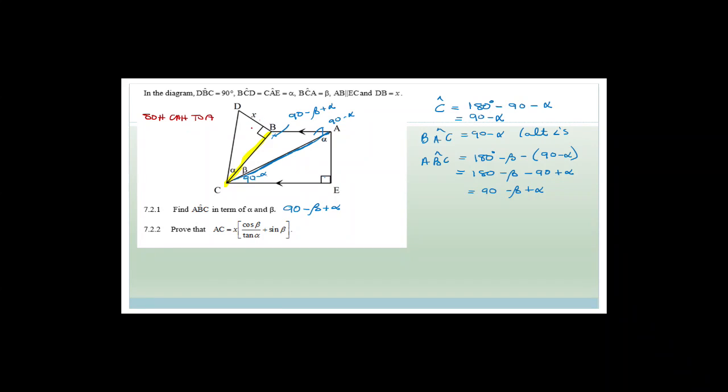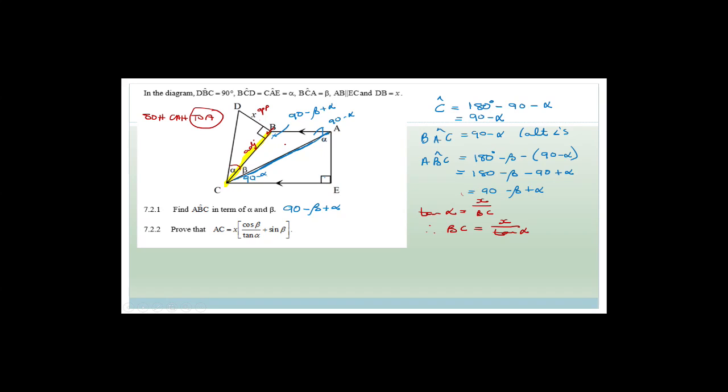So we can use SOH CAH TOA. This is the angle, so that's alpha. So this is the opposite side, and this is the adjacent side. So we're using tan. So we can say tan of alpha is equal to the opposite side, which is x, over the adjacent, which is BC. Okay, so therefore, do you agree that BC is equal to x over tan alpha? So now we've got the yellow line. Now we want somehow to relate the yellow line to the blue line, to AC.